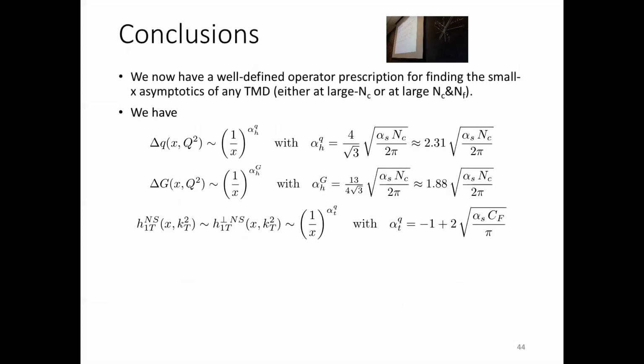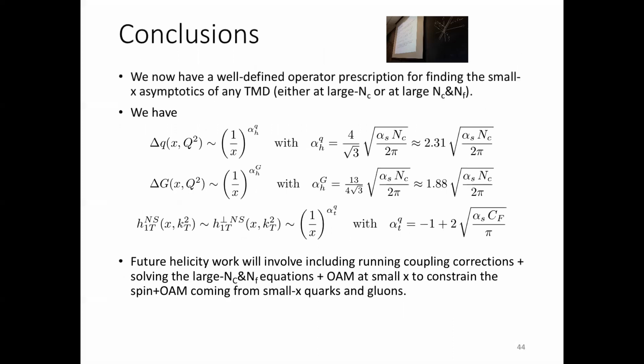So the conclusions are pretty much the same as the initial slide. We have the small x asymptotics for delta Q, delta G, and valence quark transversity. And of course, like I was describing in the analysis questions, if you take the large N_c and N_f equations, you may also get some oscillating factors multiplying these powers of 1 over x. This is to be determined.